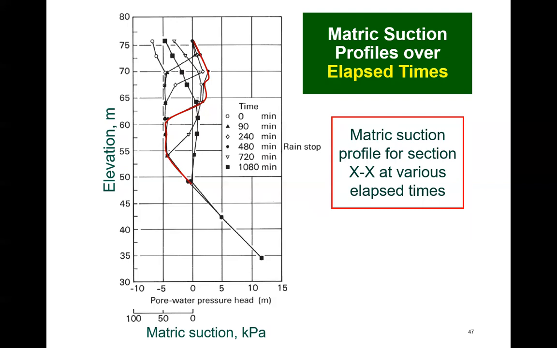At various elapsed times, the pore water pressures were plotted along the XX axis, or XX cross-section. It can be observed that a wetting front did pass downward through the slope. The red line corresponds to an elapsed time of 480 minutes of rainfall. At 480 minutes, the rainfall was assumed to stop. However, there continued to be changes in the pore water pressures in the slope over time.